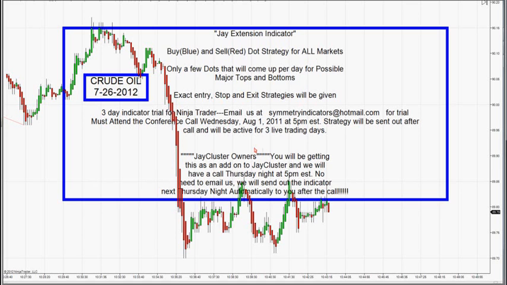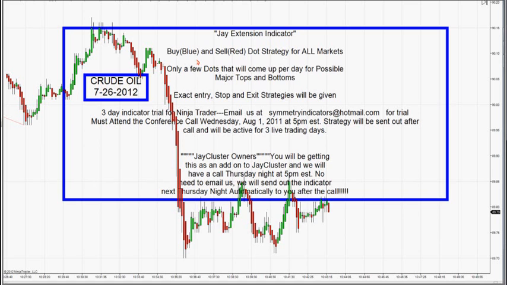So let's go over this a little bit further. It's called the JayExtension indicator. It's strictly a dot-based system. What I have found is on the release of J cluster, we've been having great success buying and selling the 1.618s on major support and major resistance, especially with trend on trend pullbacks.